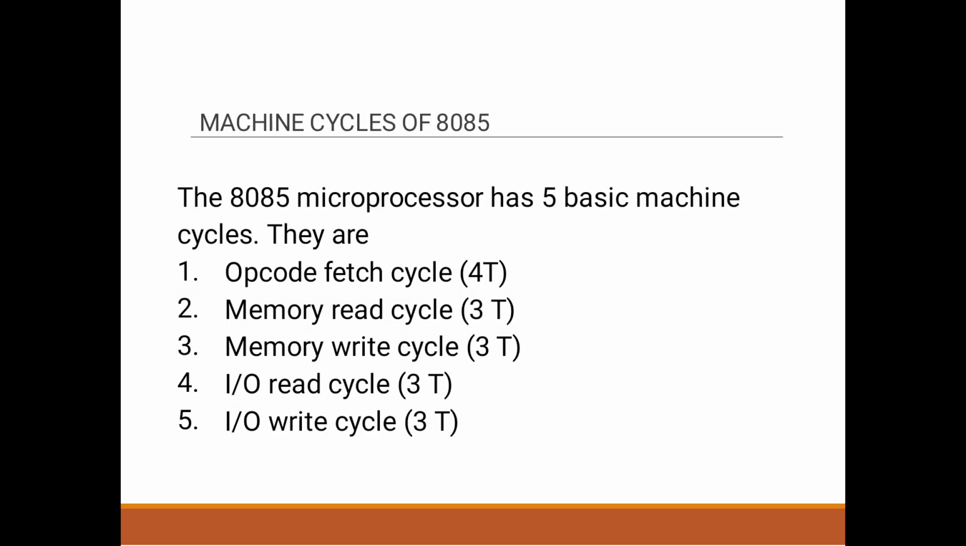Machine cycles of 8085 microprocessor. The 8085 microprocessor has 5 basic machine cycles. They are the opcode fetch cycle, which contains 4 T states; the memory read cycle, which contains 3 T states; the memory write cycle, IO read cycle, and IO write cycle. Each of these cycles contains 3 T states.